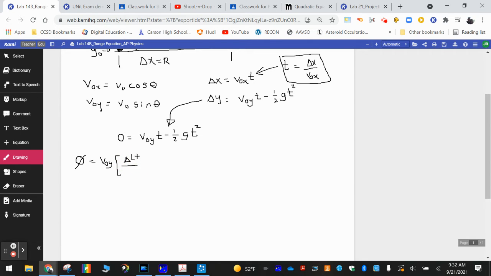Oh, hold on, delta x. Delta x, and this is Vox. Gotta be careful, right? Okay. Minus, here we have 1/2, right? This is g. And let me do another bracket here. And I'm gonna put in here delta x divided by Vox squared. Okay, all right.